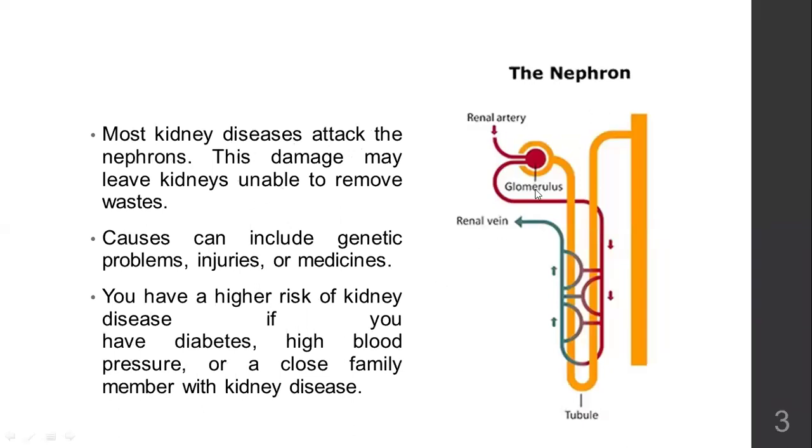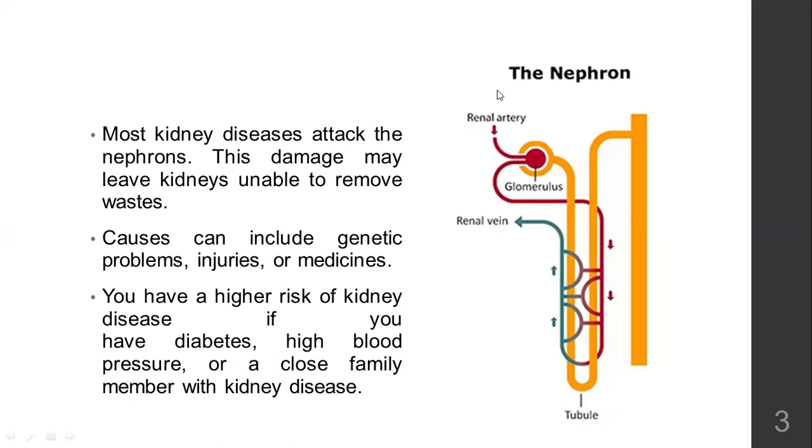The nephron is the structural and functional unit of your kidney. Most kidney diseases attack the nephron, meaning most kidney diseases afflict the cell structure of your kidneys. Slowly, more and more cells get affected, the entire tissue or a region of the kidney gets affected, and that's how you have kidney failure. This damage leaves the kidneys unable to remove waste.